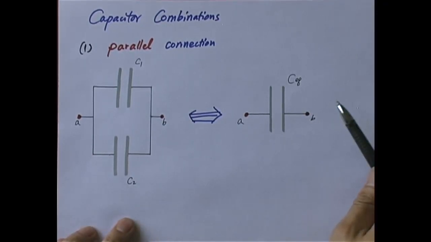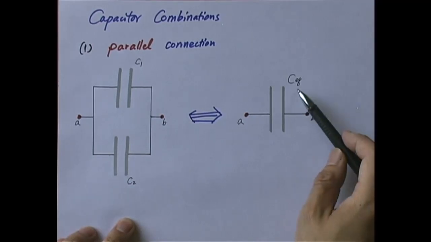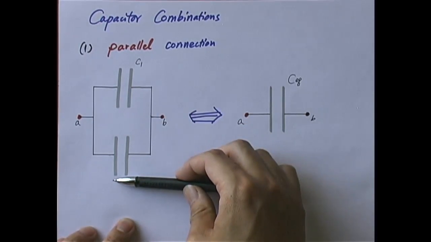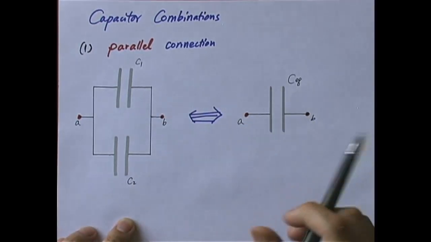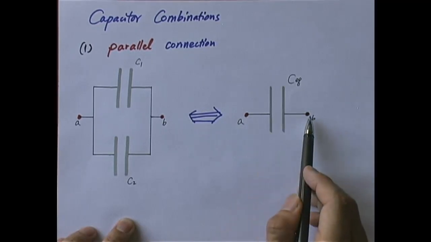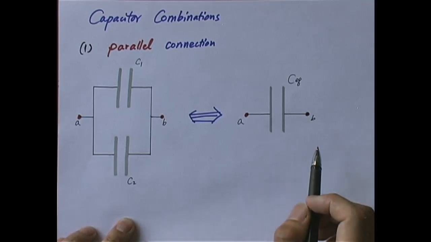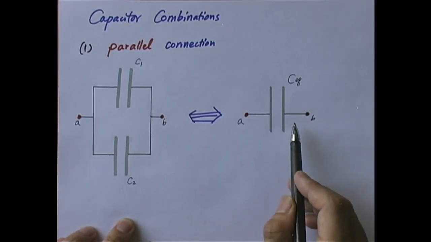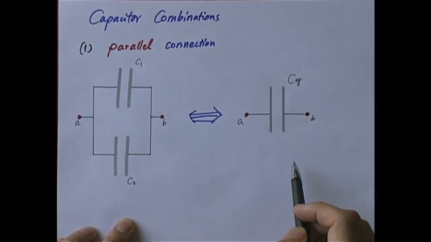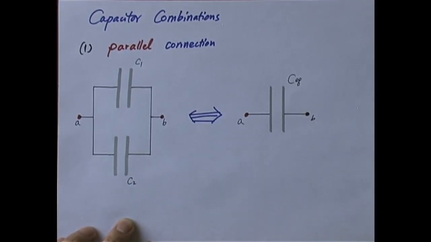All we have to understand is the meaning of C equivalent. Since the capacitance of this single capacitor is equivalent to this combination, that means that if I hook up this capacitor between the two points A and B, I will get the exact same capacitance, meaning that for the same amount of V, I will get the same amount of total charge Q, so that Q over V remains the same for both of these cases.